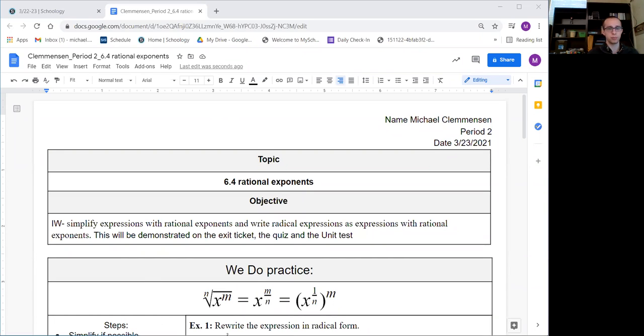We've talked about it a little bit before, kind of in passing, about how we can change an index into a division part right here and vice versa. We're going to be going more formally into that today, where we're going from here to here and here back to here. All right.